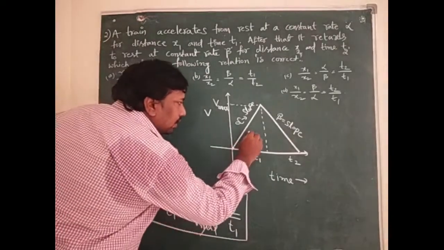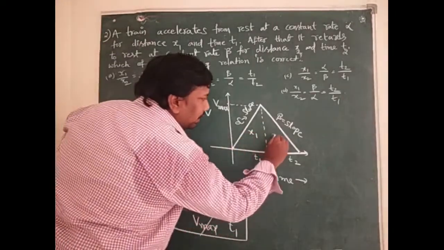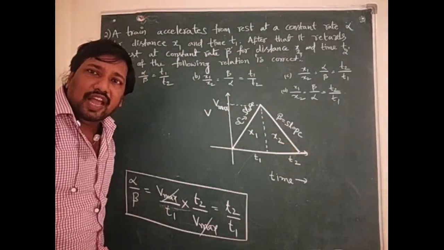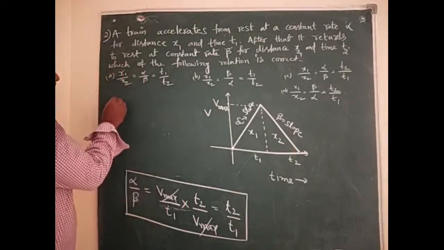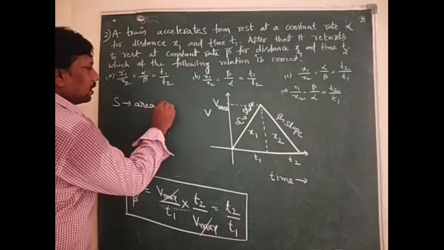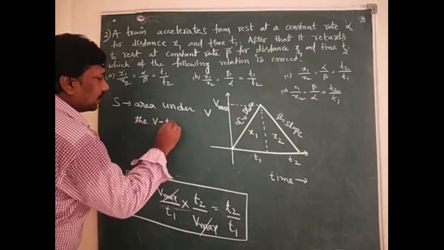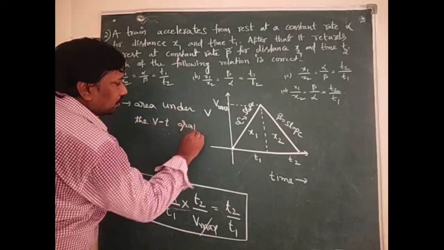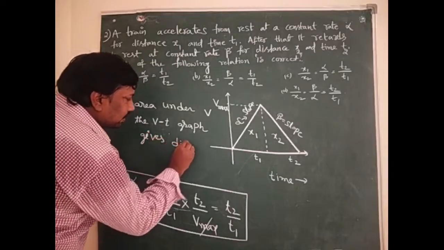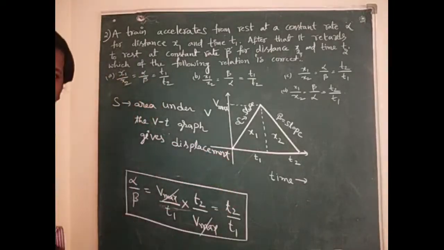So here displacement covered by the particle in t1 seconds is x1 and in t2 seconds is x2. So here the area under the velocity time graph gives displacement. Area, here S means displacement, under the velocity time graph gives displacement.